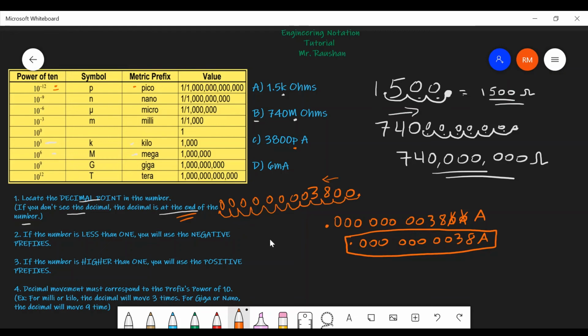Alright, let's do D. Look at D now, guys. D is milli. Okay, this is lowercase m, not big M, lowercase m. So what is milli? What is the value for milli? Milli is right here. What's the power for milli? Milli is 10 to the negative 3. So let's write the numbers here. 6 milliamps, right? Where's the decimal here? Is it before the 6 or after the 6? Same thing. If you cannot see it, it's going to be at the end of the number. Milli is 10 to the negative 3, as it says here.